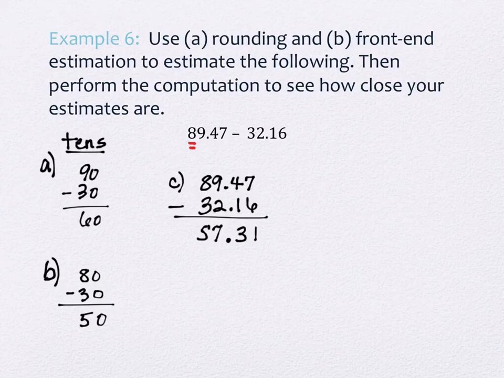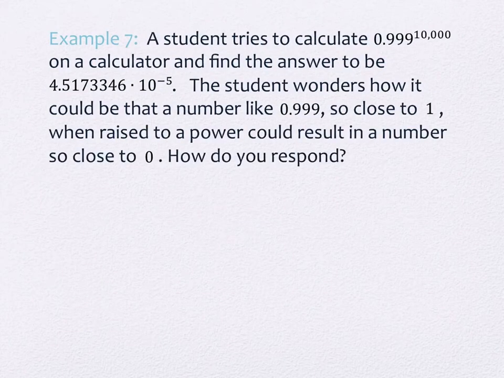Let me just talk briefly about number 7, and then we'll wait to do it next time because it's a little bit of a lengthy problem. The problem is this. A student tries to calculate 0.999 to the 10,000 on a calculator and finds the answer to be 4.5173346 times 10 to the negative 5th. First of all, what kind of number is that? It's in scientific notation. Is it large or small? It's a small number. So this number is almost 0, right? It's very small.